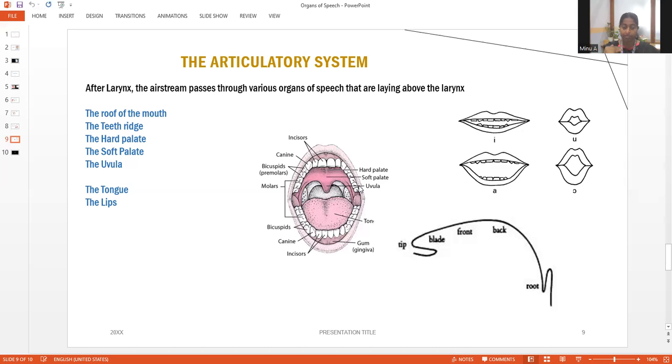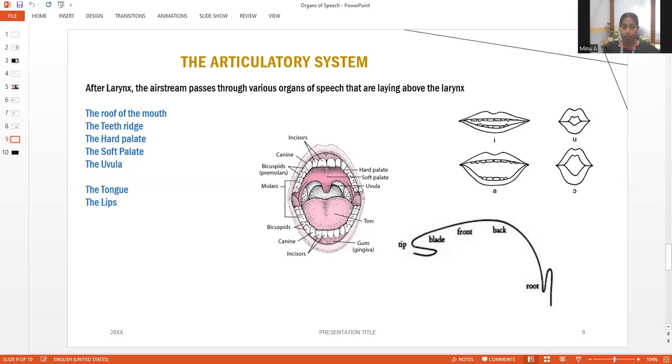If the soft palate is raised, what is going to happen? The nasal passage will be completely blocked. The air can escape only through the oral cavity. So if the soft palate is raised, the nasal cavity will be closed and the air comes through the oral cavity, creating oral sounds.